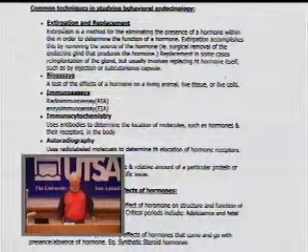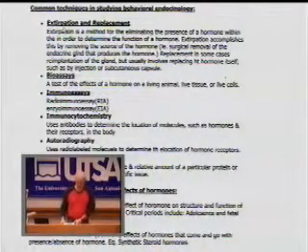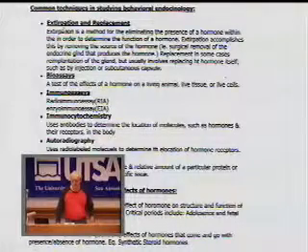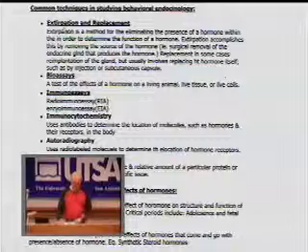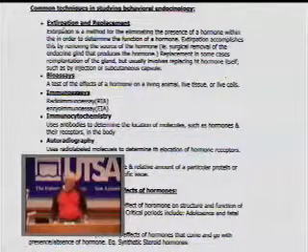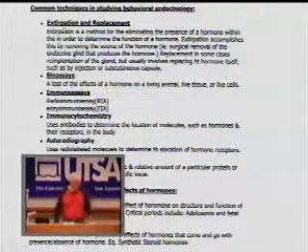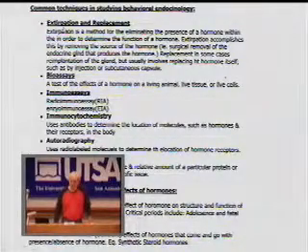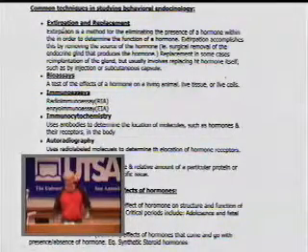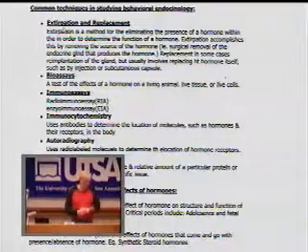So removal of the gonads in the female, the ovaries, is an oophorectomy, O-O-P-H-O-R-ectomy. Removal of the gonads in the male is an orchiectomy, O-R-C-H-I-ectomy, E-C-T-O-M-Y. So an oophorectomy or an orchiectomy are gonadectomies in female and male rats, respectively.